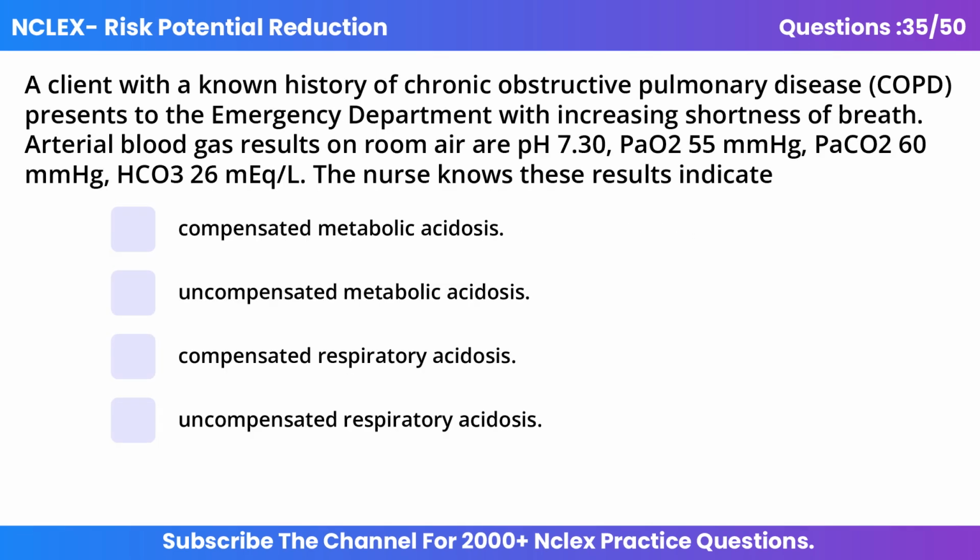Question 35. A client with a known history of chronic obstructive pulmonary disease, COPD, presents to the emergency department with increasing shortness of breath. Arterial blood gas results on room air are pH 7.30, PaO2 55 mm of mercury, PaCO2 60 mm of mercury, HCO3 26 mEq/L. The nurse knows these results indicate D. Uncompensated respiratory acidosis.